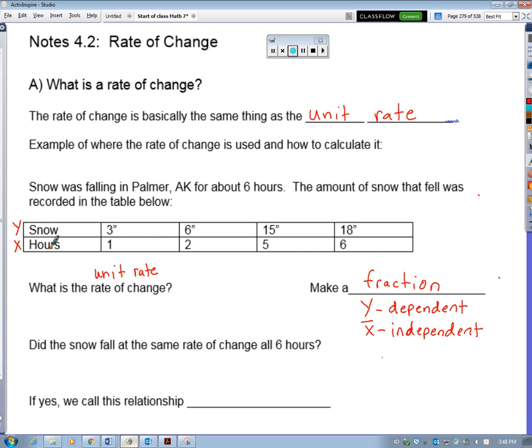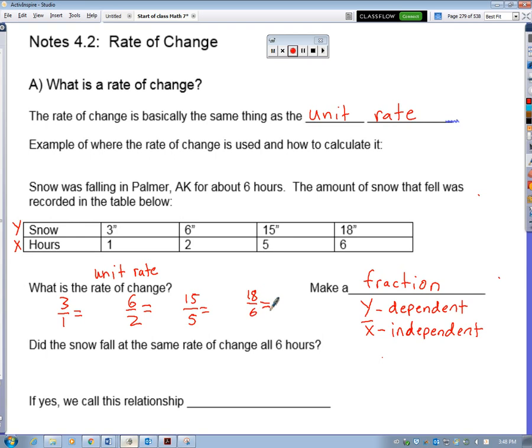We're going to set up our fractions just like this over here. It's going to be y over x. So let's make a fraction for each one of these. We're going to take 3 over 1. And remember, that's division, 3 divided by 1, and we're going to see what that comes out to. And we're going to test each one of these. 6 over 2, we're just making fractions out of every one of these. 15 over 5, these are just our y over x fractions, and our last one we have is 18 over 6.